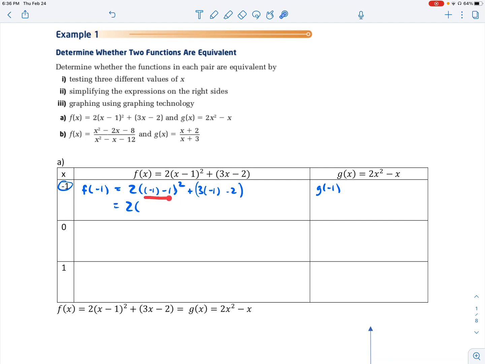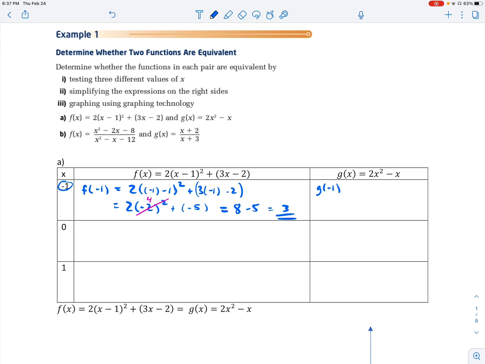So I'm now going to figure out what's in here. We got -1 minus 1, that's -2. And now we'll figure out what's in here. So 3 times -1 is -3. So -3 minus 2 is -5. So I got -5 in that next bracket. Okay, this is going to work out to -2 squared is +4. So I'll put that right here. That's +4. So 2 times 4 is 8. And then we got 8 minus 5. That's just 3. So f of -1 is 3.